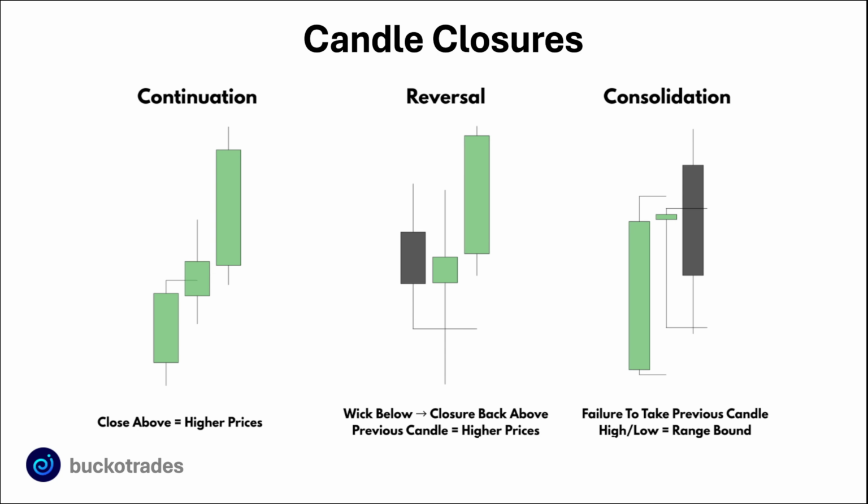So look below for the continuation: close above or below equals higher prices, or if you're bearish, lower prices. For the reversal: wick below, closure back above the previous candle's wick equals higher prices. And for consolidation: failure to take previous candle high or low, indicating that we are range bound. So really study these candles and understand how they give us insight into the following candle.